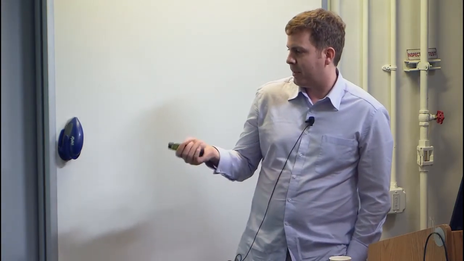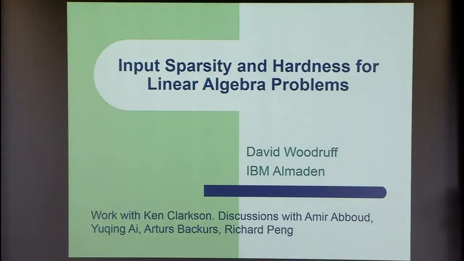I'll describe the goals of this talk on the next slide. I want to develop algorithms and hardness results for classical linear algebra problems. This talk is based on a few works with Ken Clarkson and also interesting discussions that I had with Amir Aboud, Yuqing Ai, Arthur Speckers, and Richard Peng. There's a part of the talk that is still work in progress, and that's what these discussions are about.